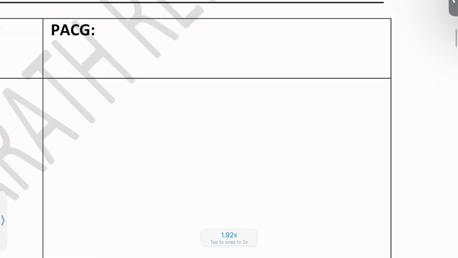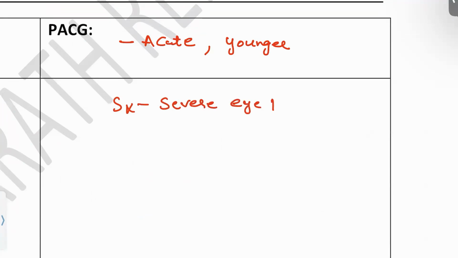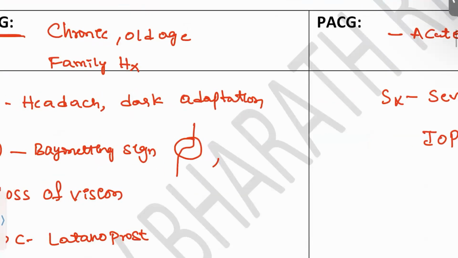The primary angle closure glaucoma. This is seen in acute patients, regardless of age, but mostly in younger patients. The presenting symptom of this patient is severe eye pain. Okay, the patients will present with severe eye pain, and when you check the intraocular pressure, it is more than 40 mmHg. When it comes to open angle glaucoma, it is likely to be only 10 to 20 mmHg.